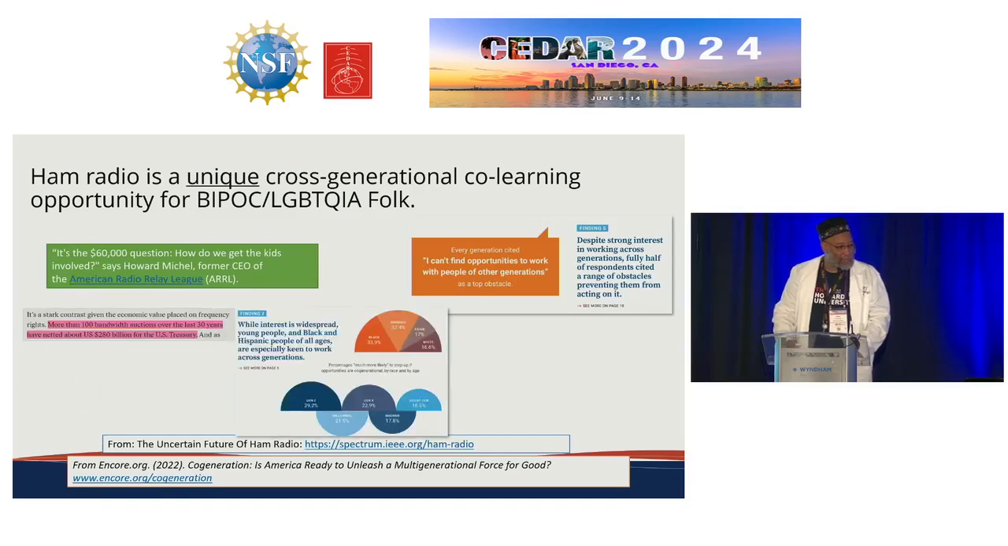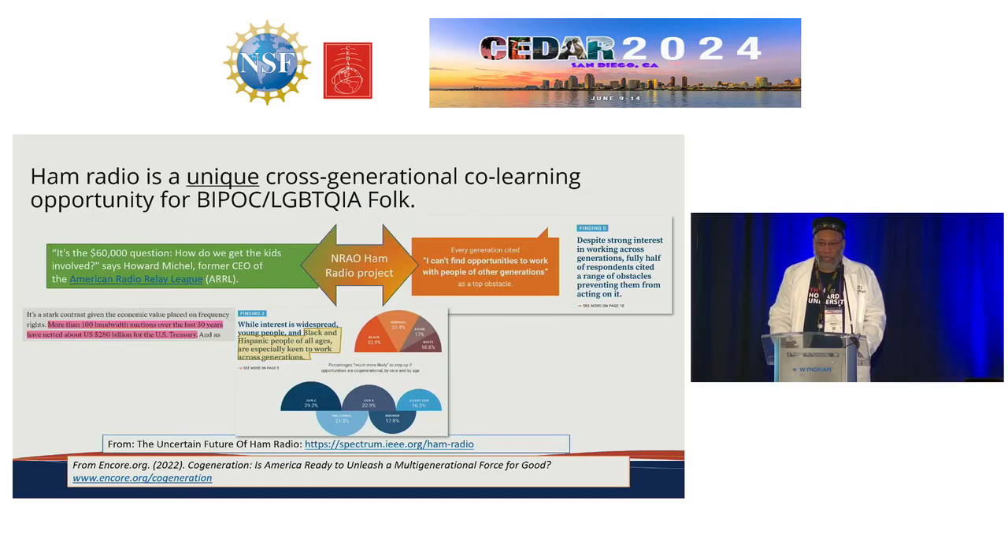So this finding in that report that Encore did, which is absolutely fascinating to me, says that the very demographic we're targeting is looking for cross-generational interaction. This is important. This is not something I expected. I'm talking about my specific project, but what this says to me is that ham radio is an opportunity.